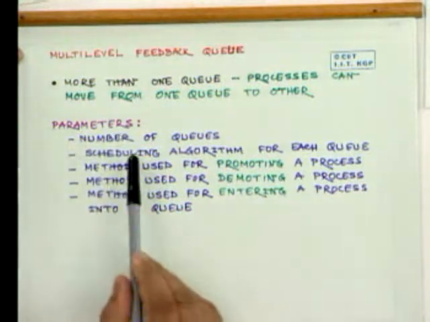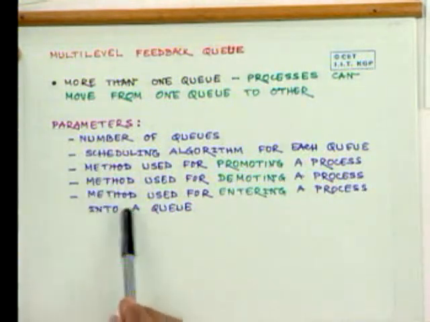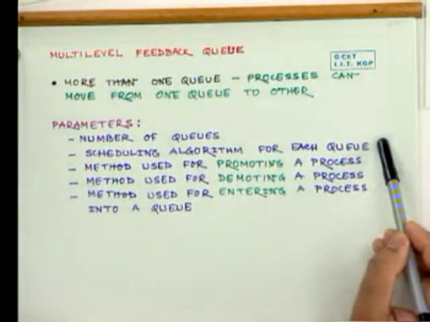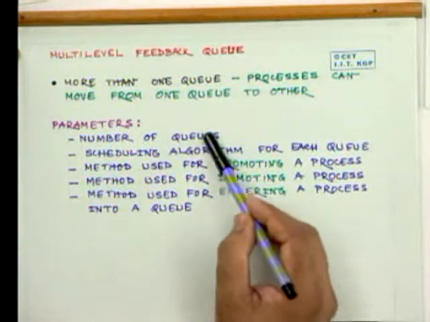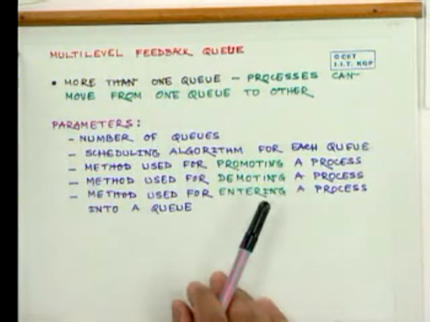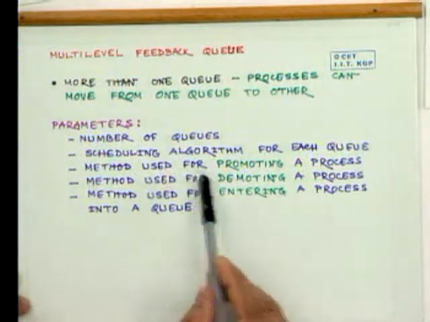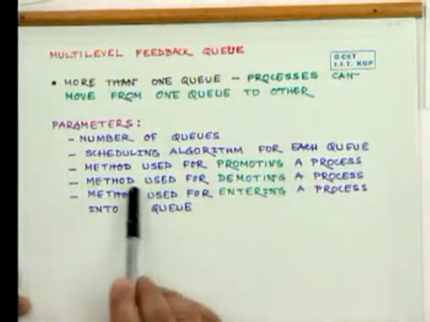Now, the parameters under such circumstances are the number of queues and a scheduling algorithm for each queue. These two parameters are there also in the case of multi-level queues. But what more parameters come in is a method used for promoting a process. That means if a process is in one queue, depending upon certain criteria, the process can be promoted to a higher priority queue. That criterion has to be defined, and the algorithm should work on that criterion.